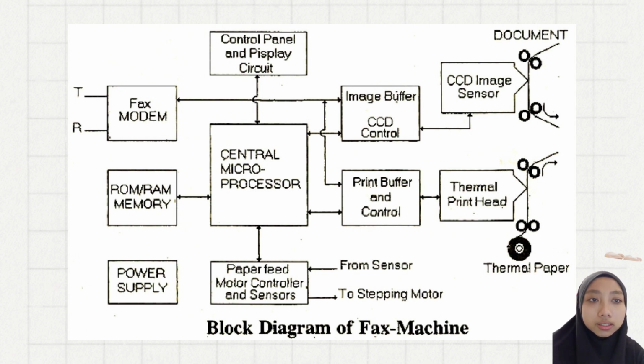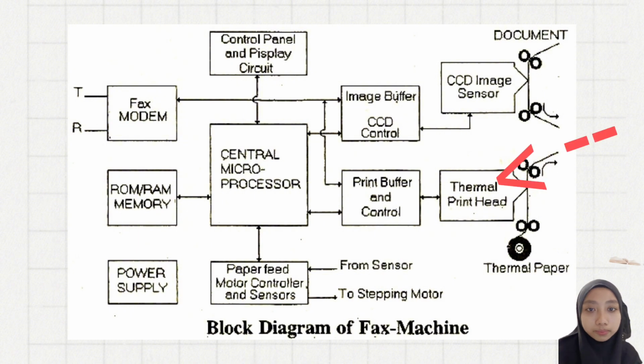CCD, which is the Charge Coupled Device image sensor. The document is fed into the machine. The microprocessor activates the document feeder and scanning circuits. The scanning circuits scan one line at a time using CCD contact image sensors. The line sensor delivers data to the scan controller, which processes it and then stores the image data in the image buffer memory. The microprocessor interprets this data and then transfers it to the modem. The modem then transmits the data on the telephone line.